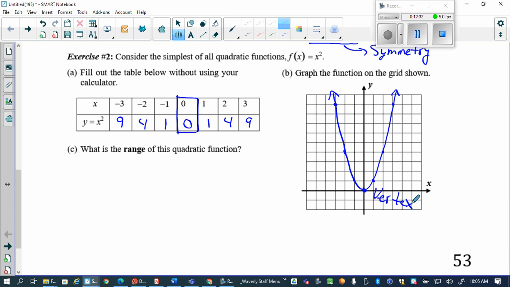Okay? And notice how it's symmetrical on both sides, right? I could draw what's called a line of symmetry, or axis of symmetry there, and then reflect it. It's a reflection, which when you get to geometry, you're going to do a ton of those. Okay? So, part C.